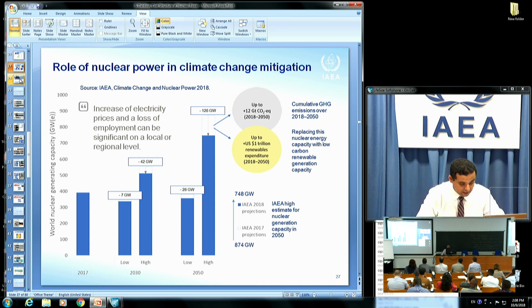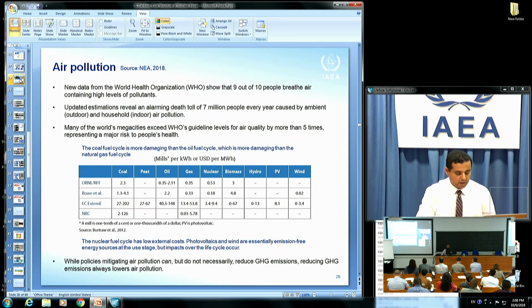So slide 28. In slide 28, I'm talking about another externality, which is more or less related to CO2 emission, which is air pollution. What the World Health Organization says is that 9 out of 10 people breathe contaminated air, and that results in up to 7 million deaths per year caused by air pollution, either outdoor or indoor.